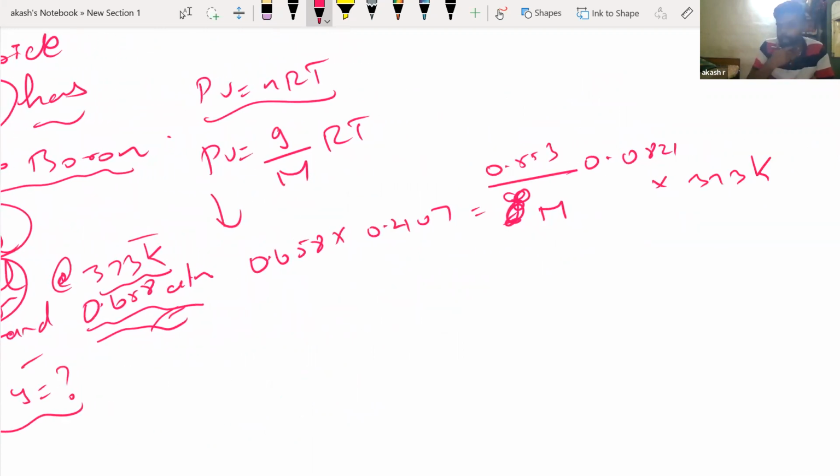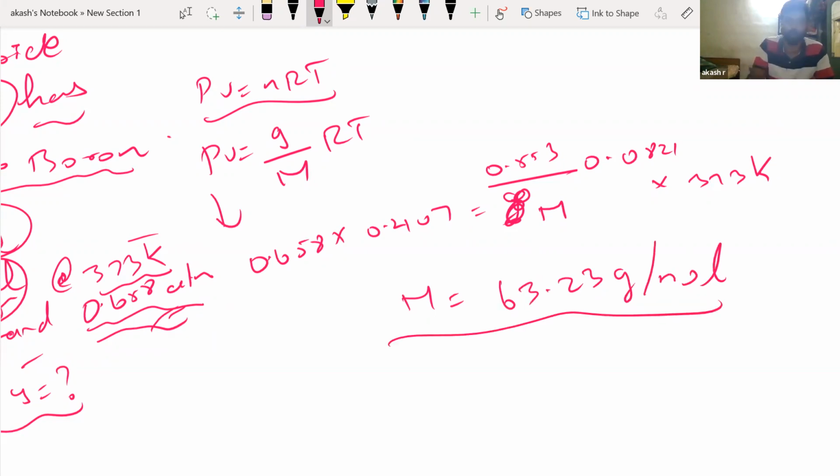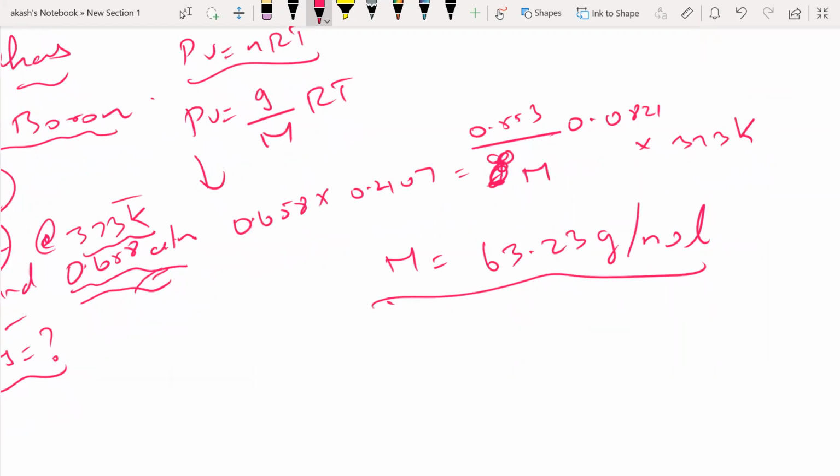Now I know that the calculation is very difficult. That's why I asked you to use the calculators. You will find the molecular mass of the compound to be 63.23 gram per mole. That is the molecular mass of the compound. It's 6.3? No, sir, 63 only, sir. 63.2361. Exactly. Yes, 63.23 gram per mole is what you should be getting.